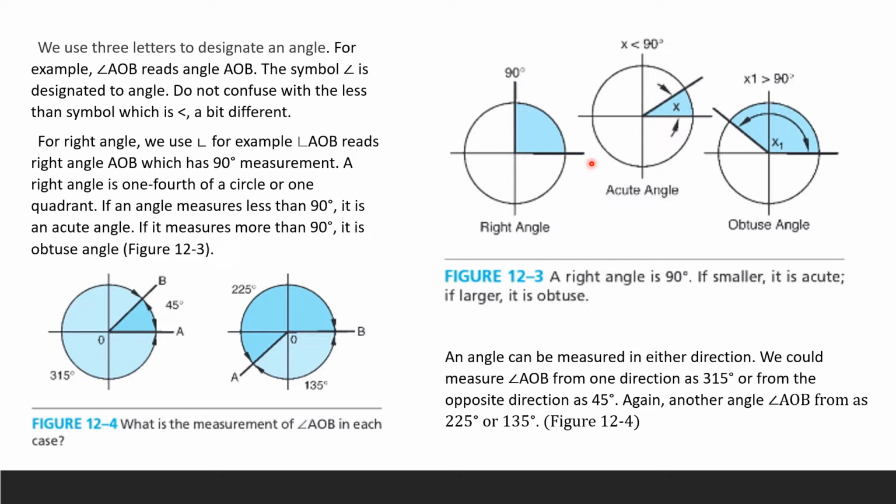We can see here the right angle is 90 degrees, and less than 90 we call an acute angle. More than 90, the bigger angle, we call an obtuse angle. An angle can be measured in either direction. We could measure angle AOB from one direction as 315 degrees, or from the opposite direction as 45 degrees. Again, another angle AOB, and we have 225 for angle AOB, and we have 135 for angle AOB. So we are looking from this direction, and looking at the vertex from the other direction.